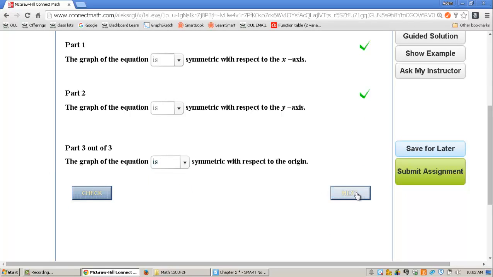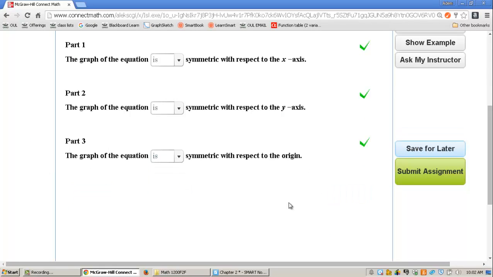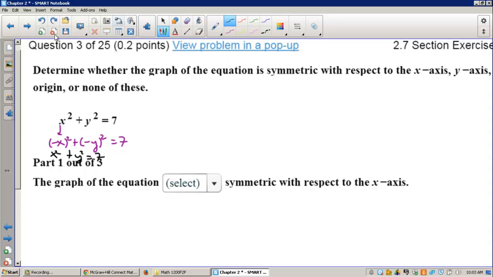So does that work out all the time? Every time you have part 1 and part 2 correct, x and y symmetric, then yes, origin symmetric comes automatically. But if you don't have x or y, then we cannot say that. If one of them fails to be, or both of them fail to be, there can still be an origin symmetry. Because take a look at this one.